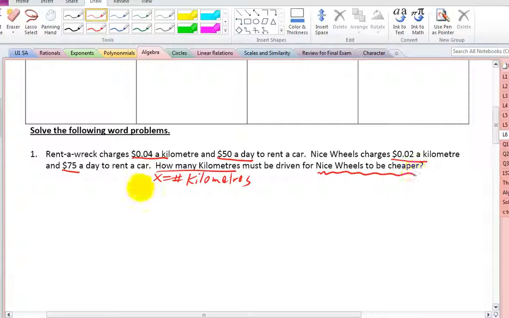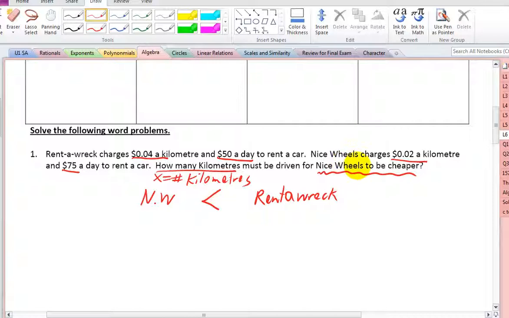So what we want is we want Nice Wheels on one side, we want Rent-A-Wreck on the other side. Now if Nice Wheels is cheaper, which one would be more expensive then? Rent-A-Wreck. So the hungry bird or the hungry alligator always eats the bigger side. Okay? And that's the key there. It's really greedy. It wants to eat the most. So eat the largest one. If you do that, you're off to the races.